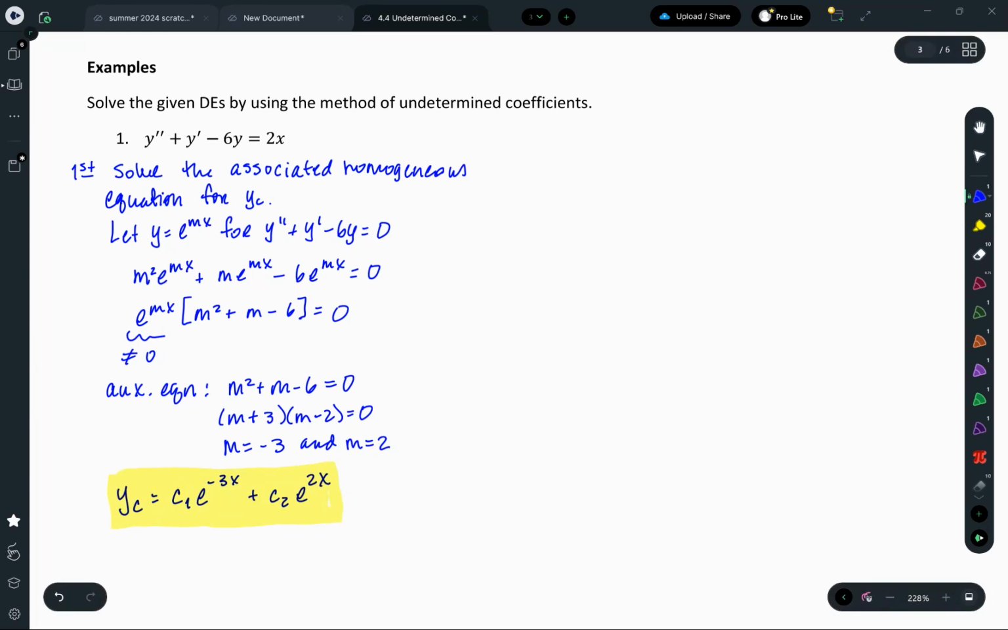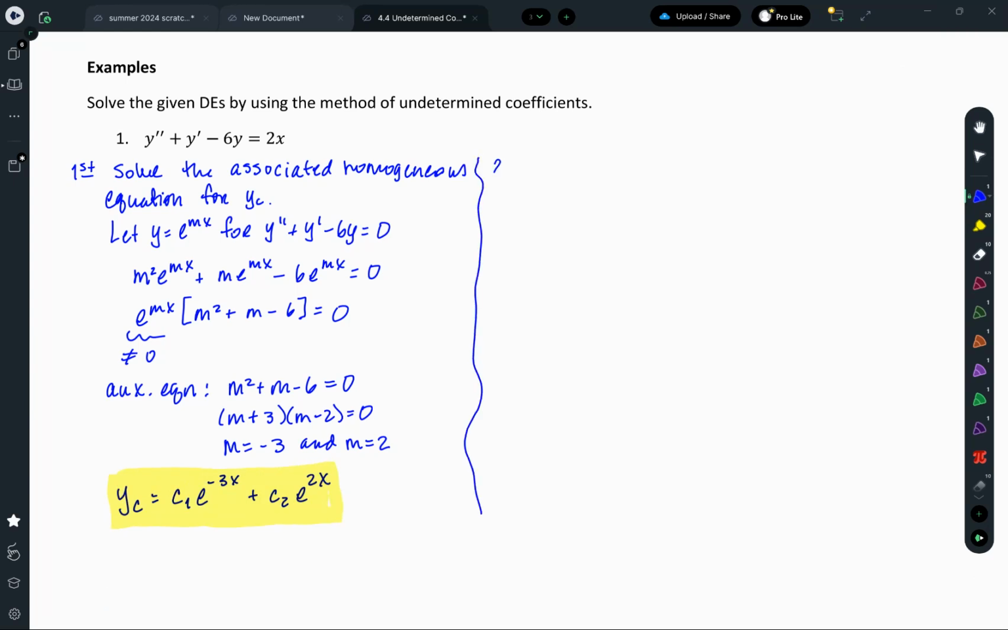Now, the second part is we're going to guess y sub p based on g of x equals 2x. Okay, g of x is linear, so I'm going to assume that y sub p is ax plus b. That looks good.